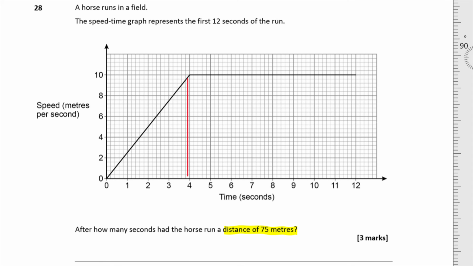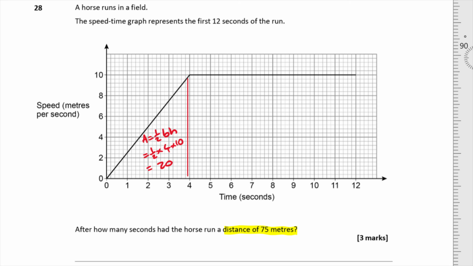So we're going to have to work backwards a little bit to find that. Let's first work out the area of this triangle. The area of a triangle is half base times height, isn't it? So this is going to be a half times the base of this triangle, which is 4, times the height, which is 10. So that's 2 10s, that's 20. So that's got an area of 20, which means the horse covered 20 meters while accelerating in that first 4 seconds.